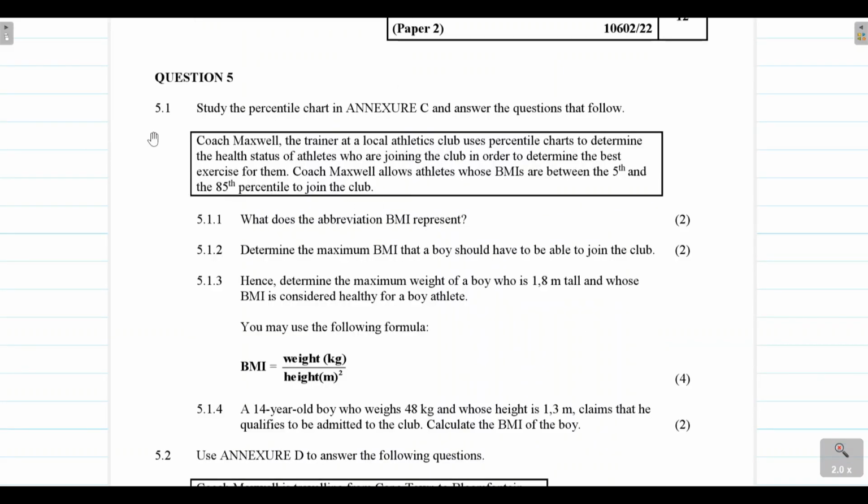Question 5.1 says that study the percentile chart in Annexure C and answer the questions that follow. Coach Maxwell, the trainer at a local athletics club, uses percentile charts to determine the health status of athletes who are joining the club in order to determine the best exercise for them, right? Coach Maxwell allows athletes whose BMI are between the 5th and the 85th percentile to join the club. So we are basically told that this coach uses a percentile chart to determine the health of the athletes who are joining the club, right?